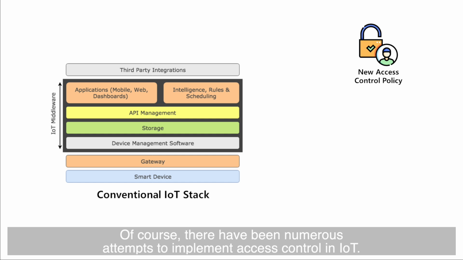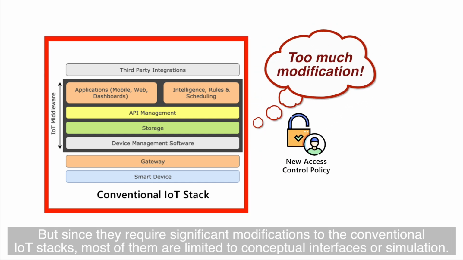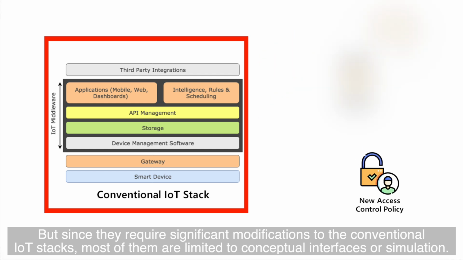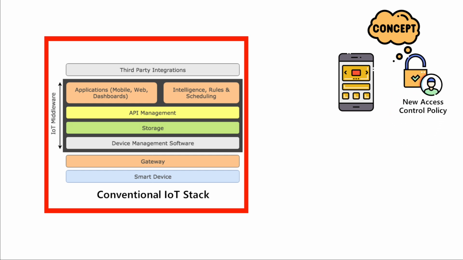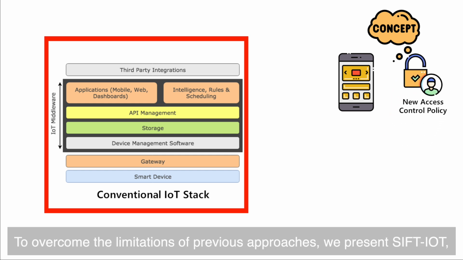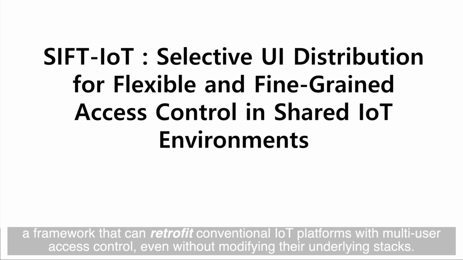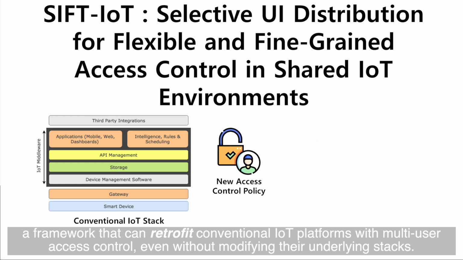Of course, there have been numerous attempts to implement access control in IoT, but since they require significant modifications to the conventional IoT stacks, most of them are limited to conceptual interfaces or simulation. To overcome the limitations of previous approaches, we present Fluid-IoT, a framework that can retrofit conventional IoT platforms with multi-user access control, even without modifying their underlying stacks.